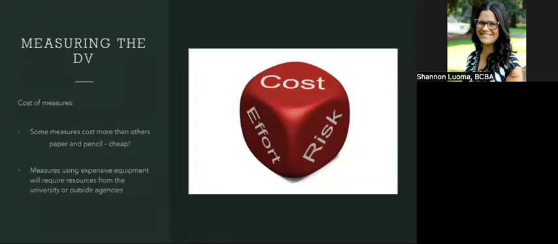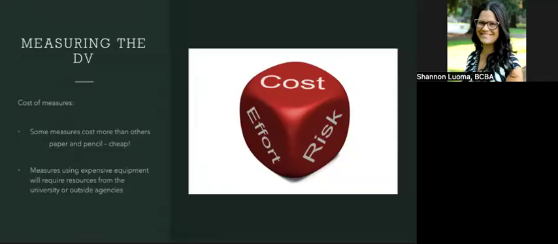Okay, so this is going to wrap up chapter two pretty quickly. We left off talking about measuring the dependent variable and the different factors that we have to keep in mind. We left off talking about the cost of measuring the DV.